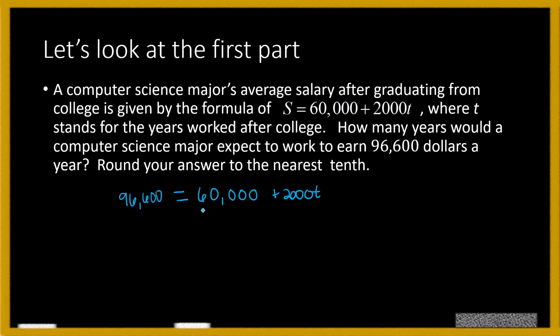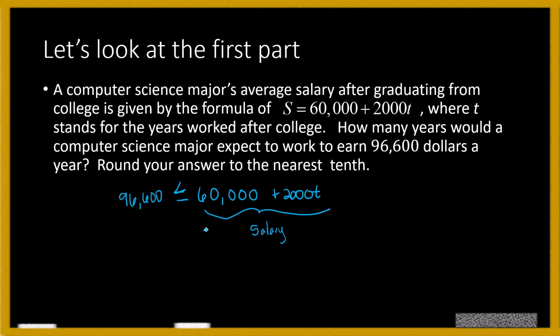So I need to think about this. I want this value here to be at least, if not larger, than 96,600. So to do that, I need to make this into the 96,600 would be less than or equal to the amount on the right, because this represents the salary he's making based on the years. Okay. Once we have that set up, well, then it's just a matter of solving.